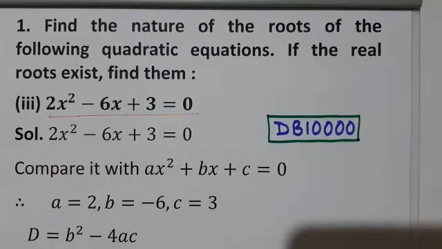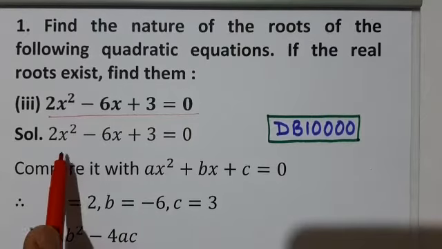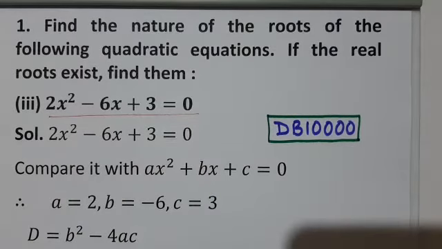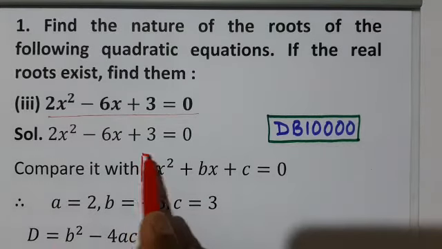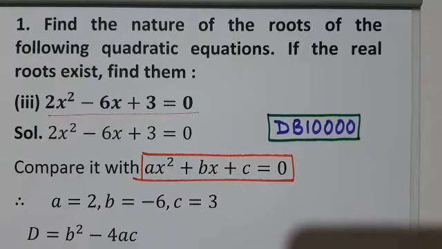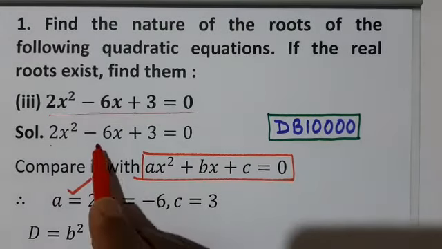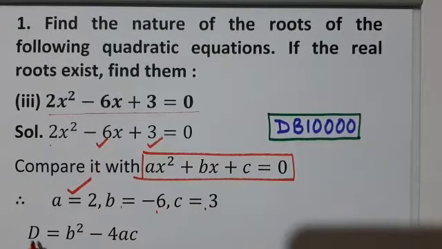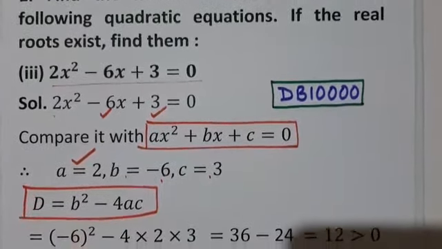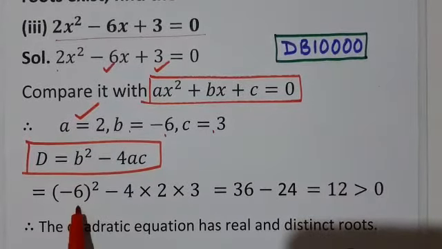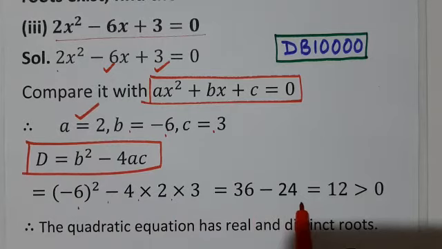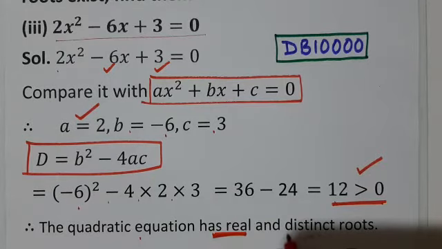Now this is the third equation. We have to find the nature of the roots, and if roots are real, then find them. Compare with ax square plus bx plus c. A equals 2, b equals minus 6, and c equals 3. D equals b square minus 4ac, the formula of the discriminant. B square minus 4ac is 12. 12 is greater than 0. It means the roots are real and distinct or different.